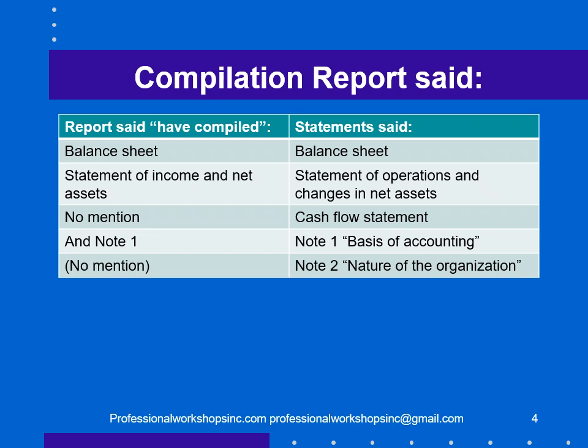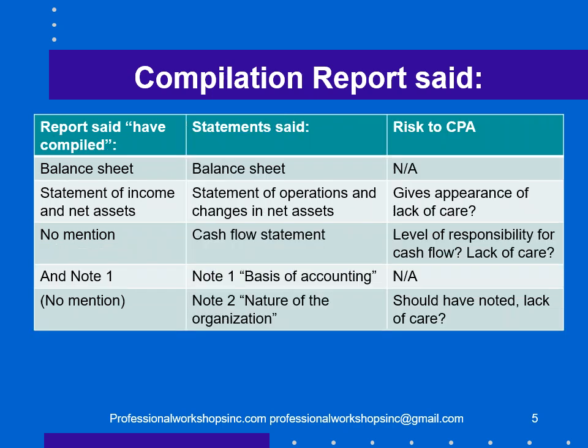The compilation report then mentioned Note 1, and there was Note 1, basis of accounting. And then there was also Note 2, nature of the organization, but there was no mention of that in the report. Now, what are the risks to the CPA?